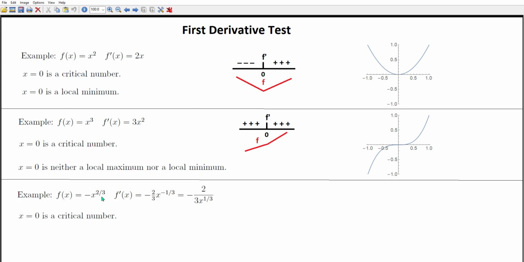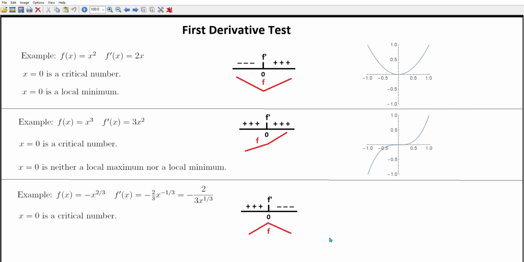Finally, let's look at f of x equals minus x to the 2/3. Now you take the derivative, you get minus 2/3 x to the minus 1/3, which we're going to rewrite as minus 2 over 3x to the 1/3. X equals 0 is a critical number, not because the derivative is 0, but because the derivative does not exist, but you'll notice that the function is perfectly continuous at x equals 0. So this is, in fact, a critical number.